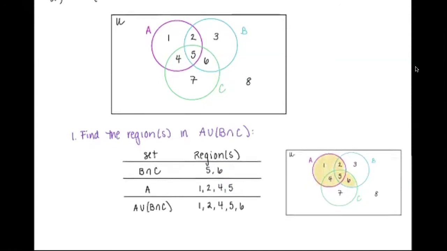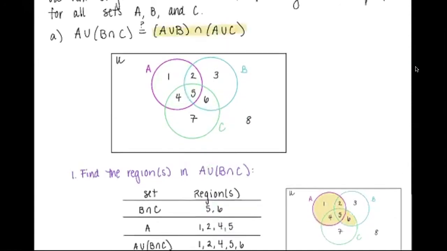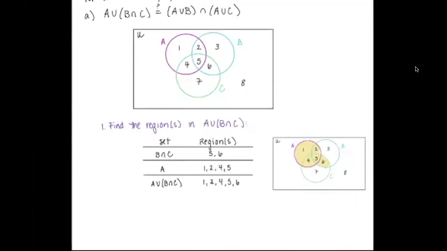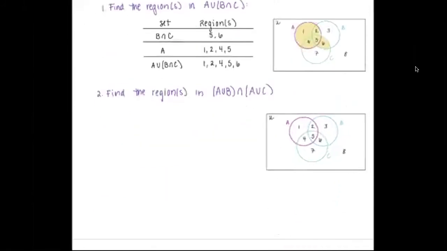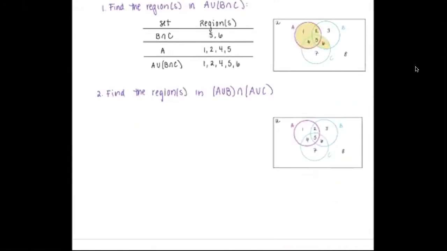Okay. Now I'm going to do exactly the same thing with the second set. I'm going to go ahead and find the regions in A union B intersect A union C. And I'm going to bring this down here so I can keep track a little bit easier. So we want to look at the set and we want to see what regions fall in there. Same thing. So I'm going to start with A union B.